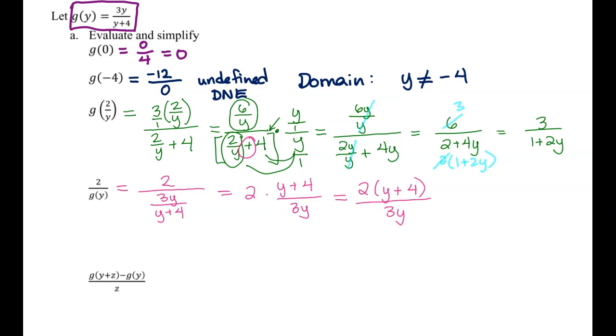All right, probably most important for heading on to calculus is the difference quotient. Difference quotients for rational functions are absolutely going to come up. So we need to do multiple steps here. We're going to need to figure out what g of y plus z is. We will need to figure out what g of y is. That's not hard to figure out. It's given right at the top, but we need to plug it in, and then we need to subtract and divide by z.